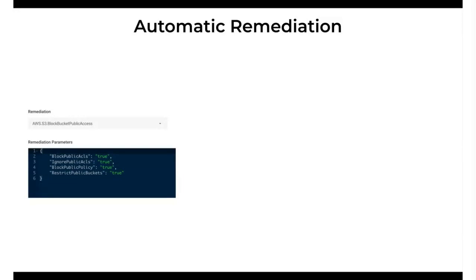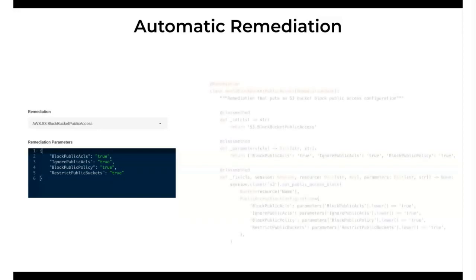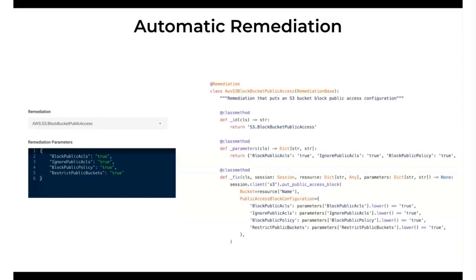In the policy editor where I was before, if you kept scrolling down past the tests, you would see this option to add a remediation ID. The remediation ID has a set of parameters that determine how this option should be set. And if we look a little bit under the hood, we see that at the end of the day, this is just a Python function that's running. So this is the actual remediation. This is how it looks. And we can see that these parameters get passed through an actual API call to put public access block.